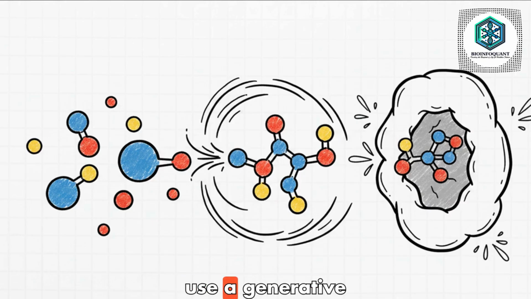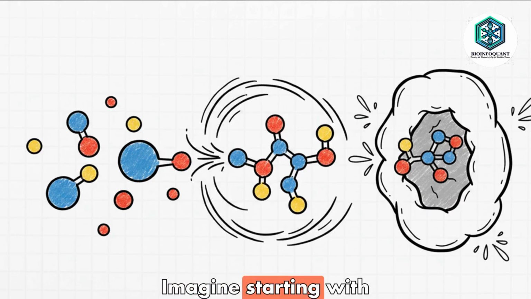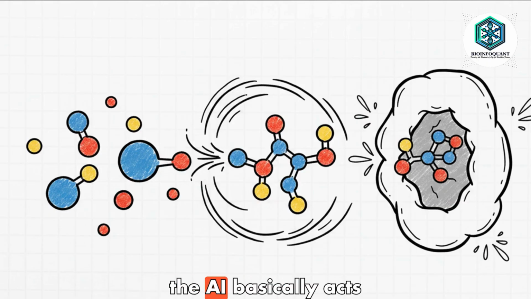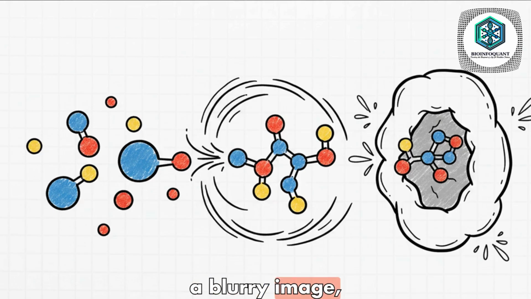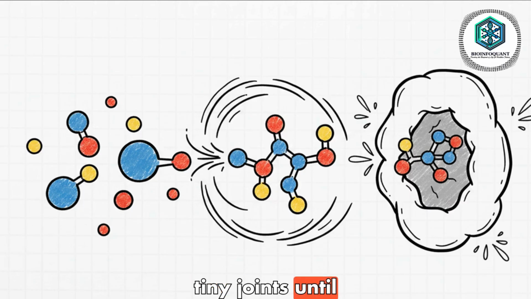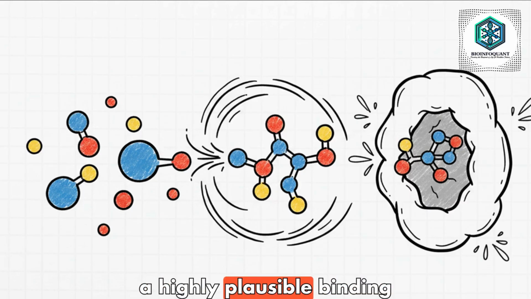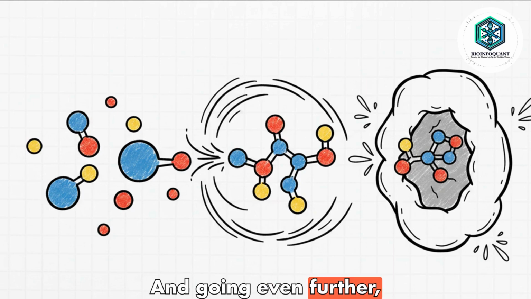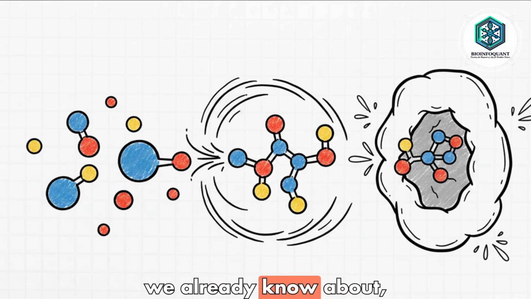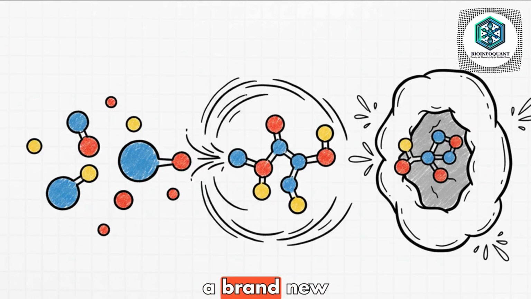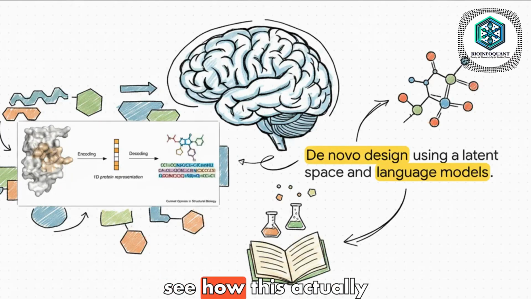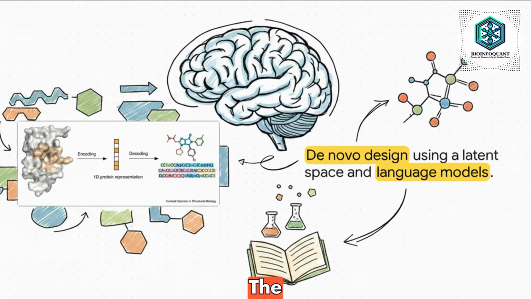Models like DiffDock use a generative diffusion process. Imagine starting with a drug molecule just floating randomly in space. Step by step, the AI basically acts like it's denoising a blurry image, gradually shifting, rotating, and tweaking the molecule's tiny joints until it perfectly snaps into a highly plausible binding pose. And going even further, we have de novo design. This is where the AI doesn't just dock a molecule we already know about, it literally invents a brand new one from scratch, atom by atom. Let's move on and see how this actually builds into a functional design pipeline.